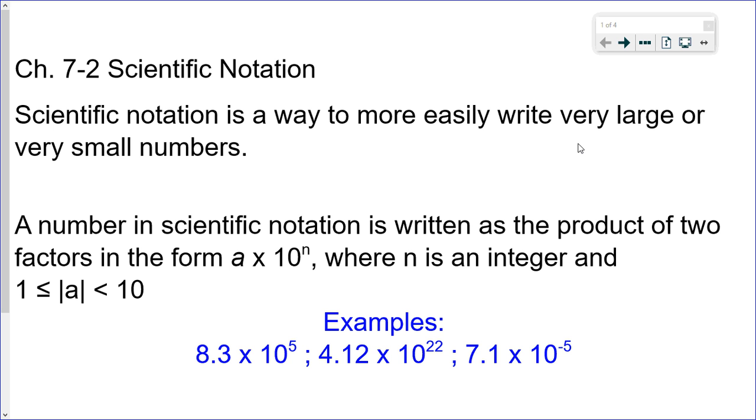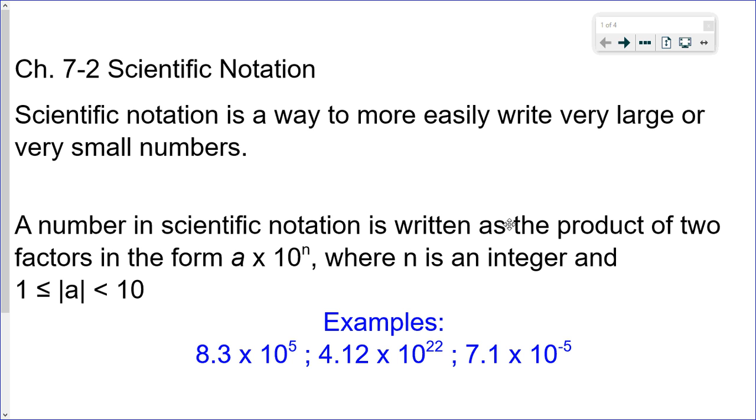This lesson is an introduction to scientific notation. It doesn't involve adding, subtracting, multiplying, or dividing numbers in scientific notation. It just introduces the concept of scientific notation and how to translate numbers between scientific notation and standard notation. All right. So scientific notation was created as a way to more easily write very large or very small numbers.